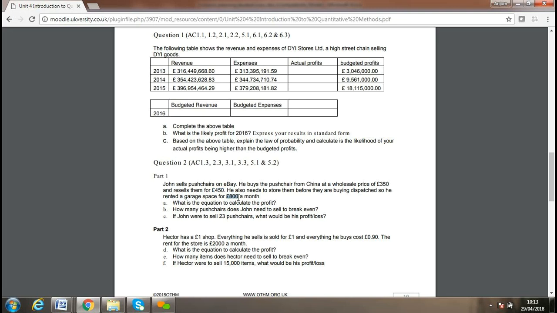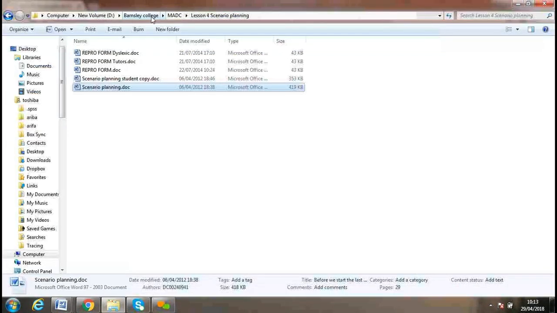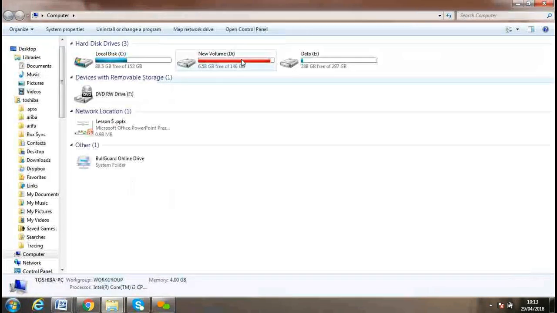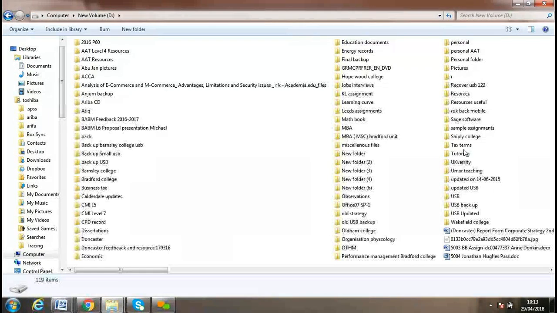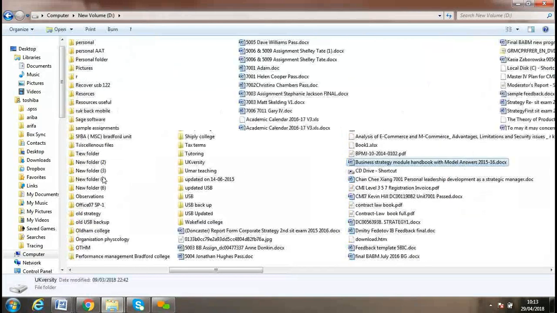So when we sell 8 units, we will be at break even. How many chairs does John need to sell? We can show our calculation. John needs to sell 8 chairs to be at break even. Could you please repeat this part B? Yes, so I can show you the calculation as well. I'll add it during the lesson which we did yesterday. The same PowerPoint slide we can use.